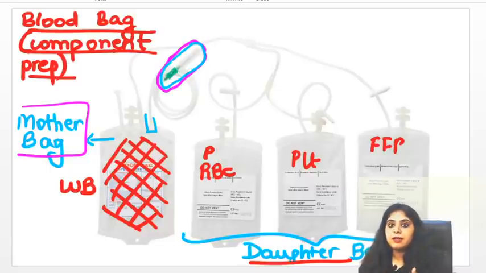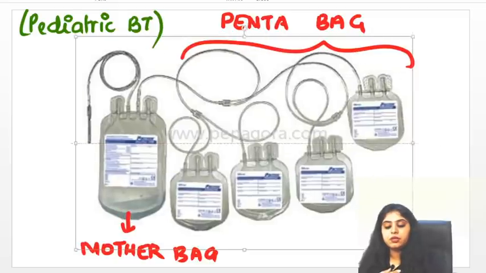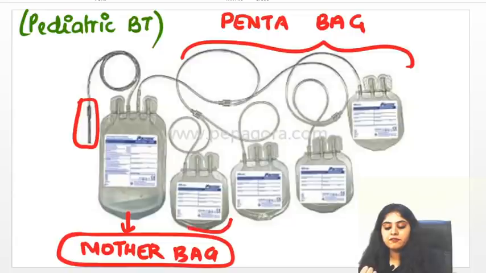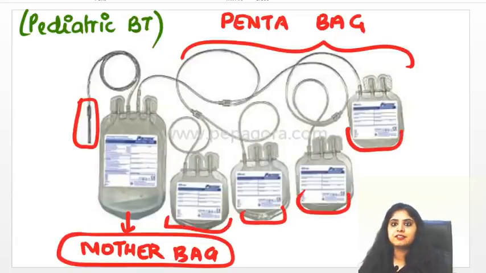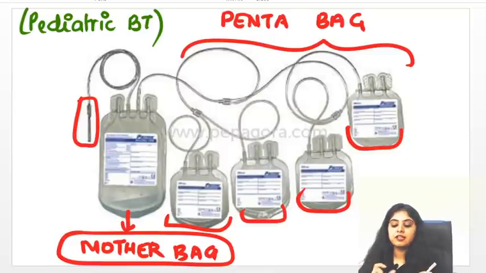Now look at the same bag, and now look at the size of what I've done. I've got the same needle, and I've got a mother bag, but now I have 4 very tiny kids attached to it, 4 very tiny bags attached to it. See, in the previous one I had 3 bags attached and they were all of the same size. Now I've got 4 bags attached and they're very tiny because they are penta bags.